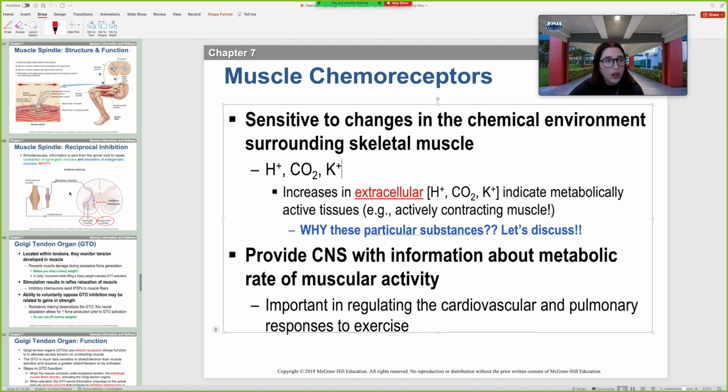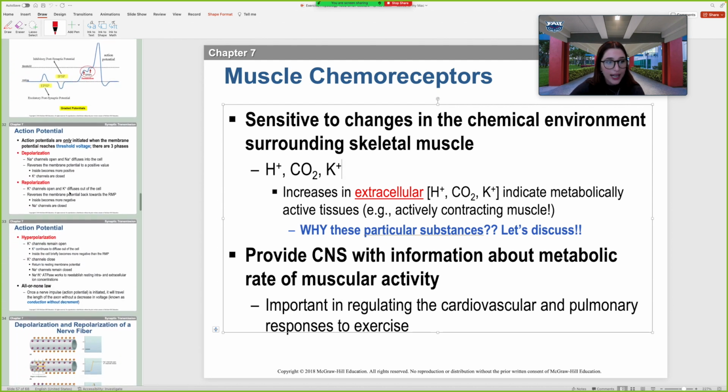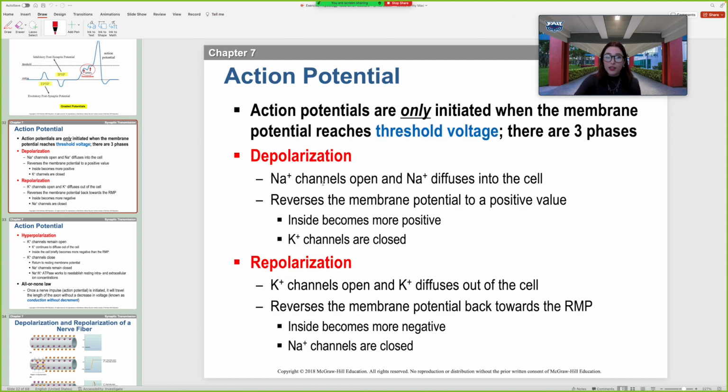So if you recall, when we get action potentials, and action potentials are what lead to muscle contraction, when we're having a lot of muscle contractions, such as with exercise, we have a lot of sodium flowing in and potassium flowing out, right? So if we're just having repeated muscle contractions over and over again, we're going to start to accumulate potassium on the outside of the cell, right?